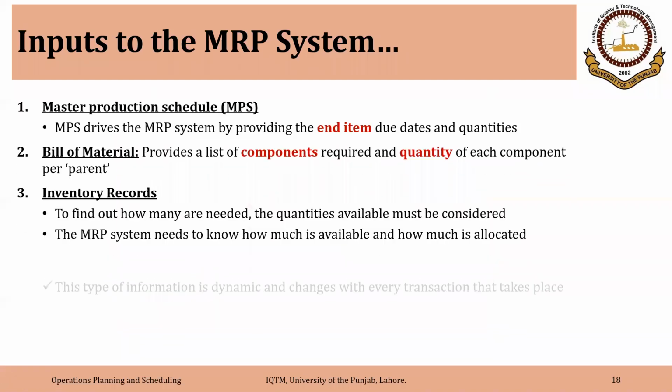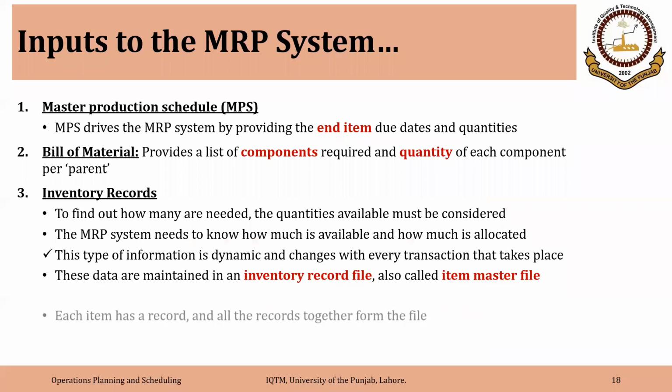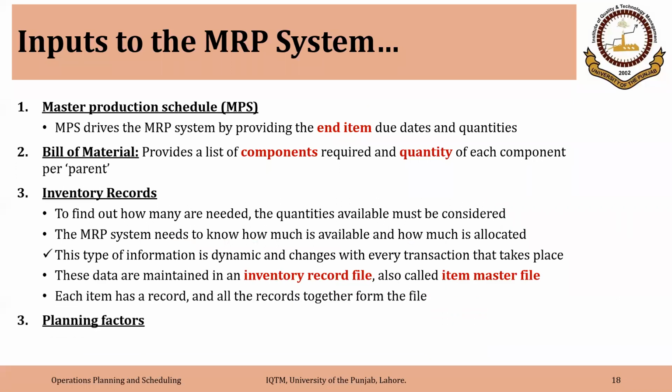So again, MPS drives the MRP system by providing the end item due dates and quantities. Bill of material provides the list of components as well as the quantity of each component per parent. Inventory record file: to find out how many are needed, the quantities available must be considered. The MRP system needs to know how much is available, how much is allocated, and how much is on order. So this file is a dynamic file and changes with every transaction that takes place.